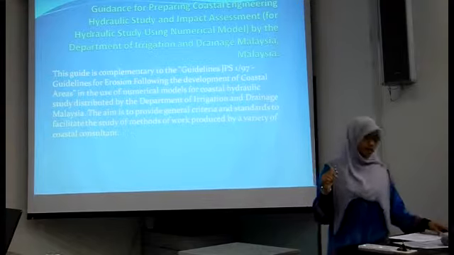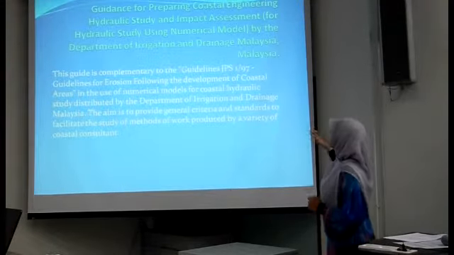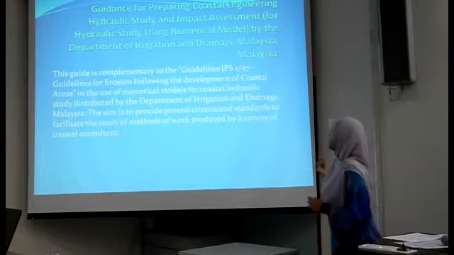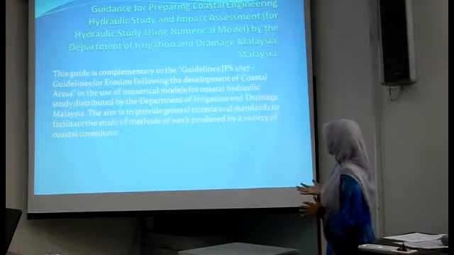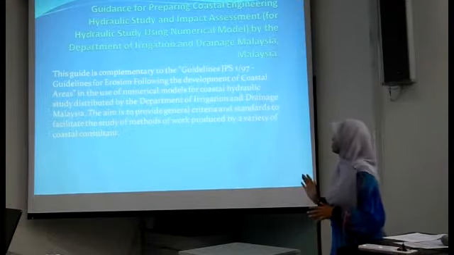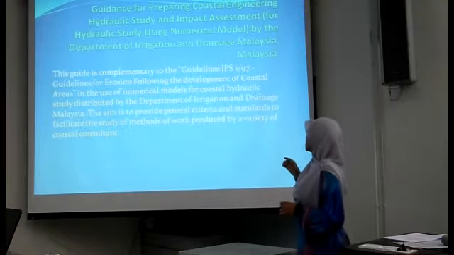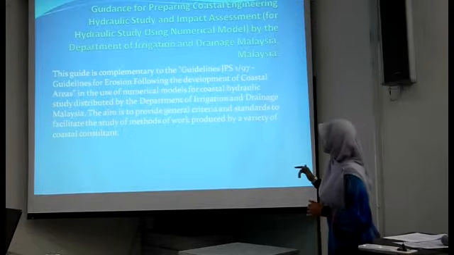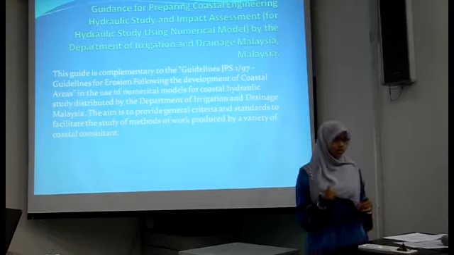This guide is complementary to the guidelines JKAS 1/97, guidelines for erosion following the development of coastal areas, in the use of numerical methods models for coastal hydraulic studies distributed by the Department of Irrigation and Drainage Malaysia. The aim is to provide general criteria and standards to facilitate the studies and methods of work produced by a variety of coastal consultants.